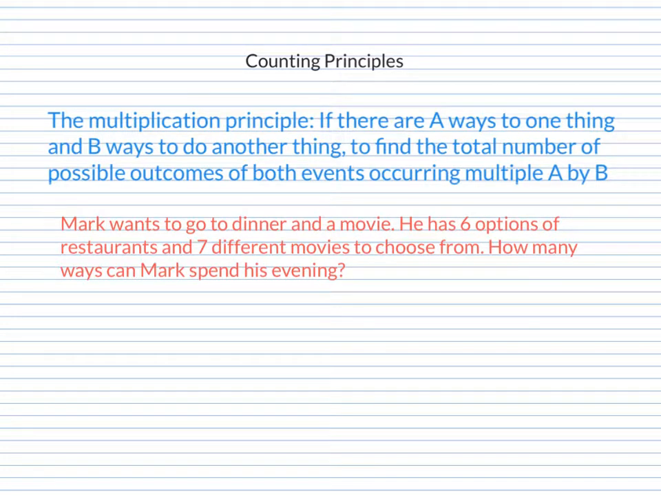Alright, so Mark wants to go to dinner and a movie. He has 6 options of restaurants and 7 different movies to choose from. How many ways can Mark spend his evening? So here, the multiplication principle says we list out how many different options for each. So he has 6 options for dinner, and after each of those options, you have 7 different movies to choose from. So we will multiply the total options of dinner times the total options of movies. So that means that he has 42 different ways that he can spend his evening.